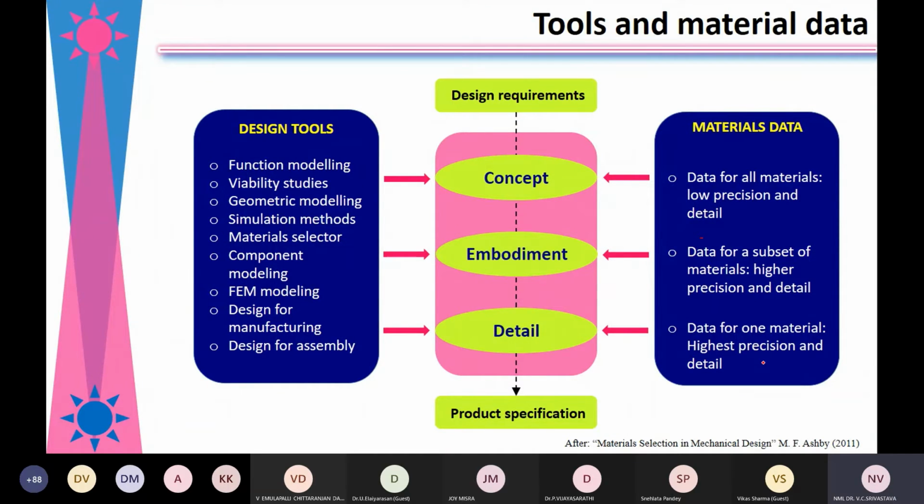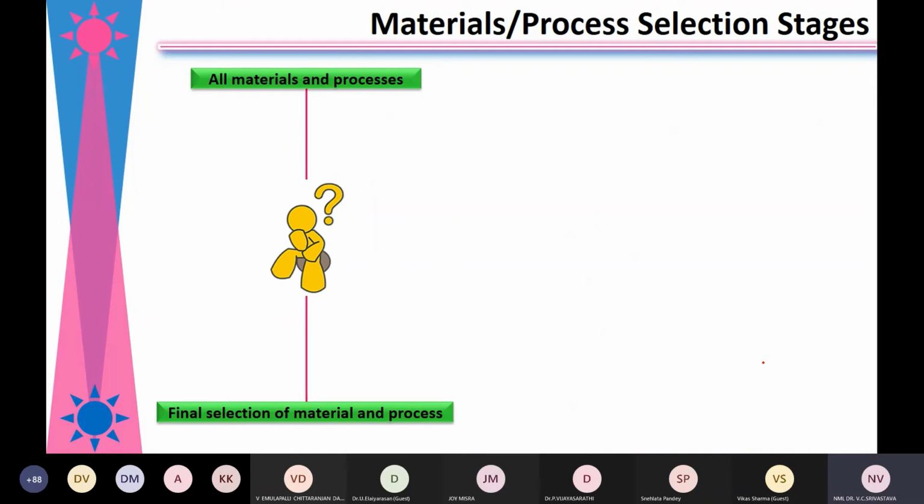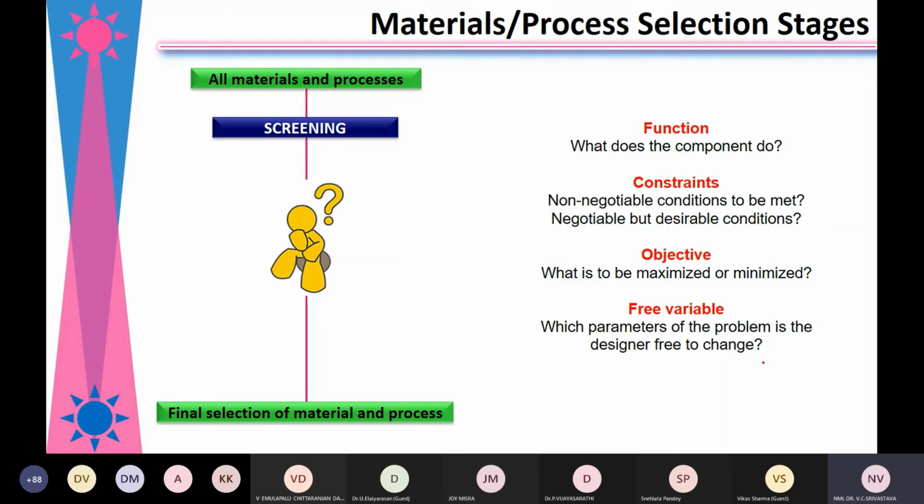Okay, and how do we do that? So you have all materials and processes, and you are sitting with a question mark about how it should go. And finally, you want to have a final selection of material and processes. So first of all, you do one thing, that you go to function. What are the functions it has to perform? What are the constraints it should have?